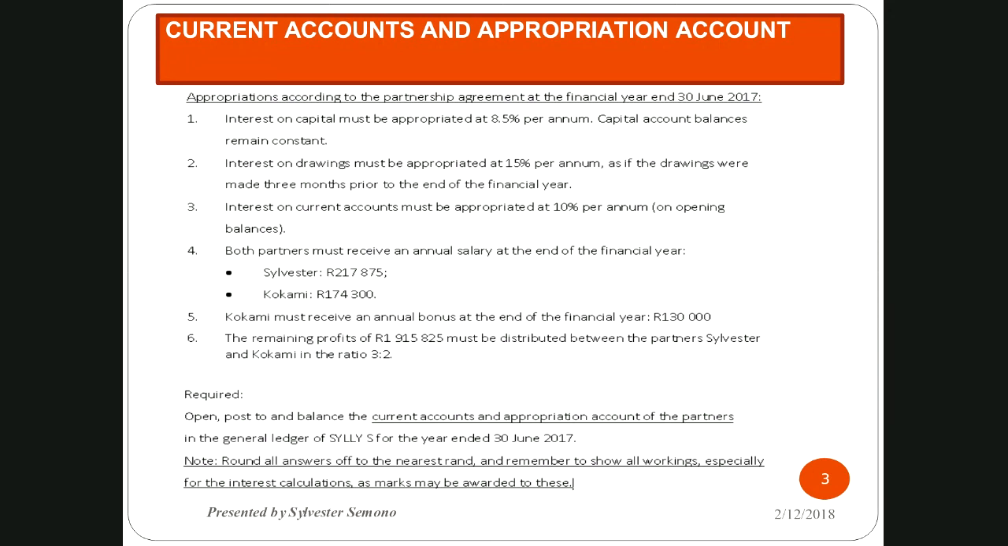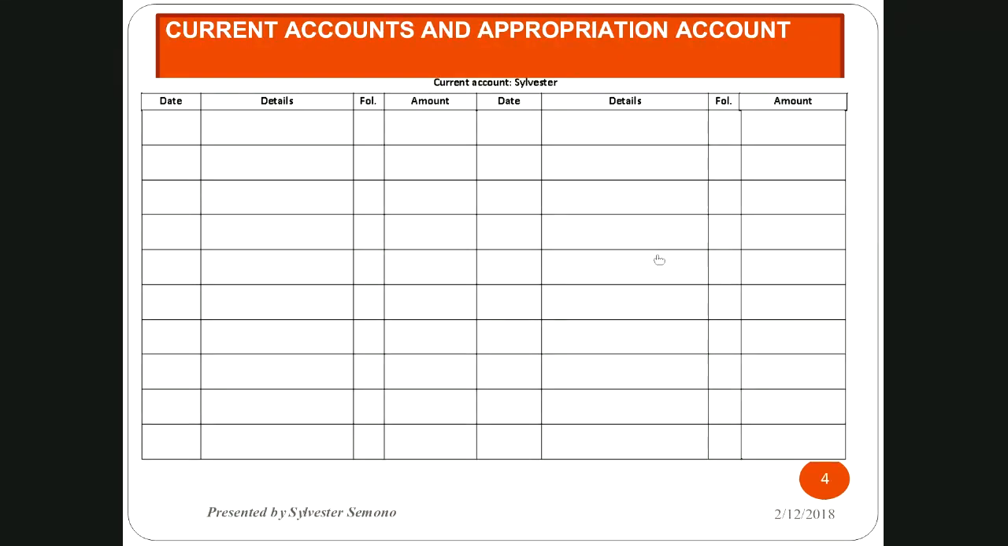It means we need to make sure that we analyze this information and record in the current account and the appropriation. So I will come back for this information to record in the current account. But firstly, I'm going to focus on the first account, which is called current account for Sylvester. Remember, current account is an owner's equity, meaning all the owner's equity is on the credit. Whatever I give Sylvester, I'll come to the credit side, but whatever Sylvester is giving to the business must come to the debit.